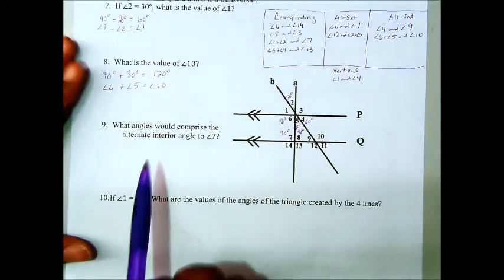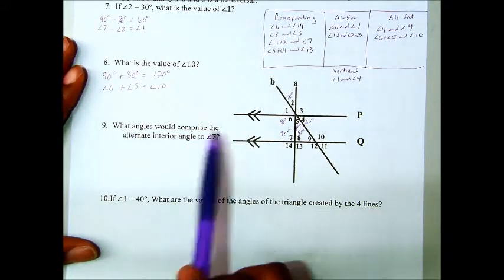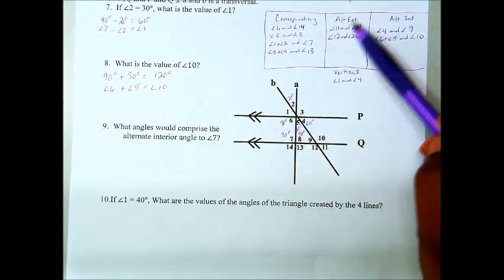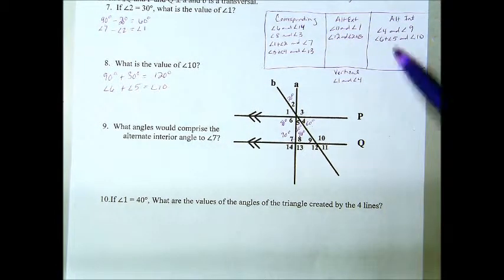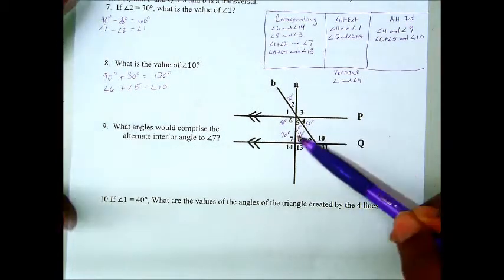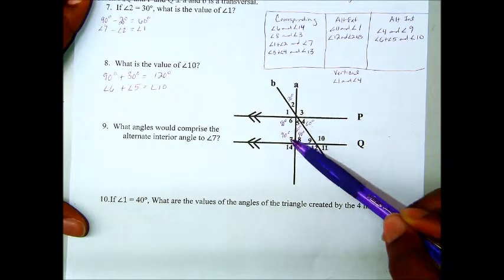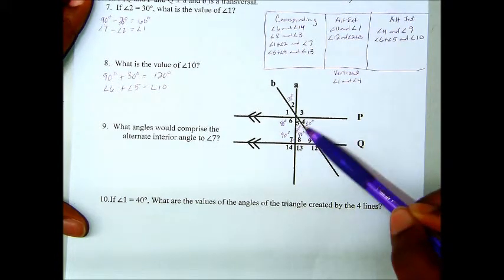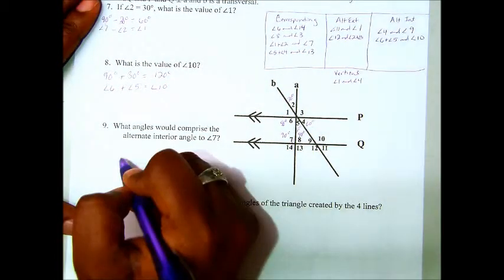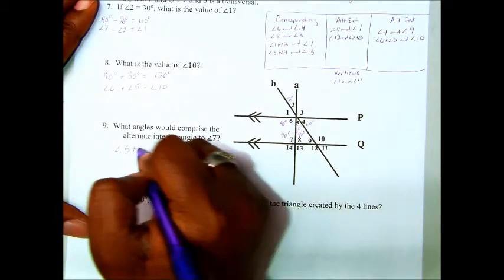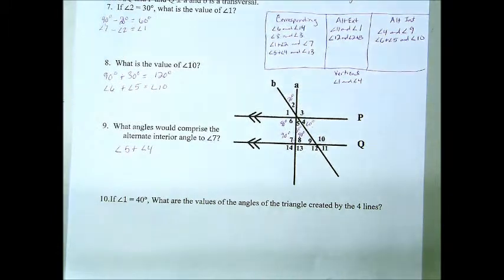What angles would comprise the alternate interior angle to 7? Okay, alternate interior to 7. Go ahead and figure that out. 7 is here. Here's the interior here. So that's 4 and 5. So angle 5 plus angle 4. That's it.